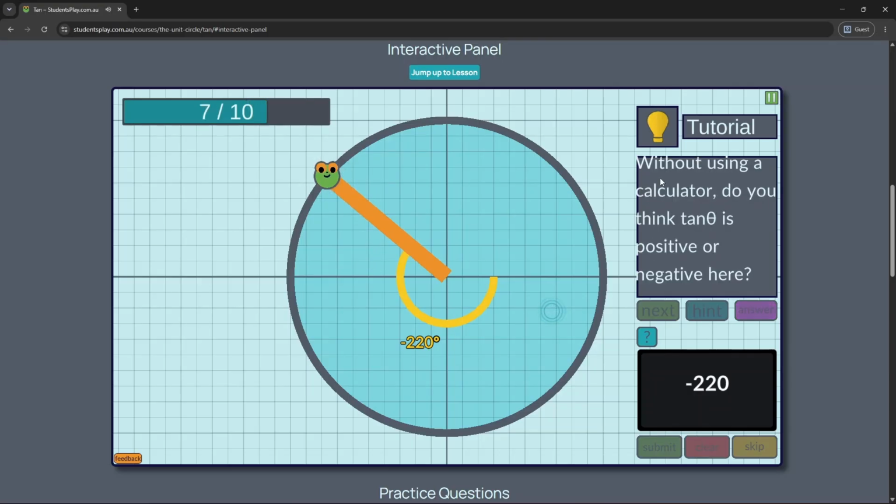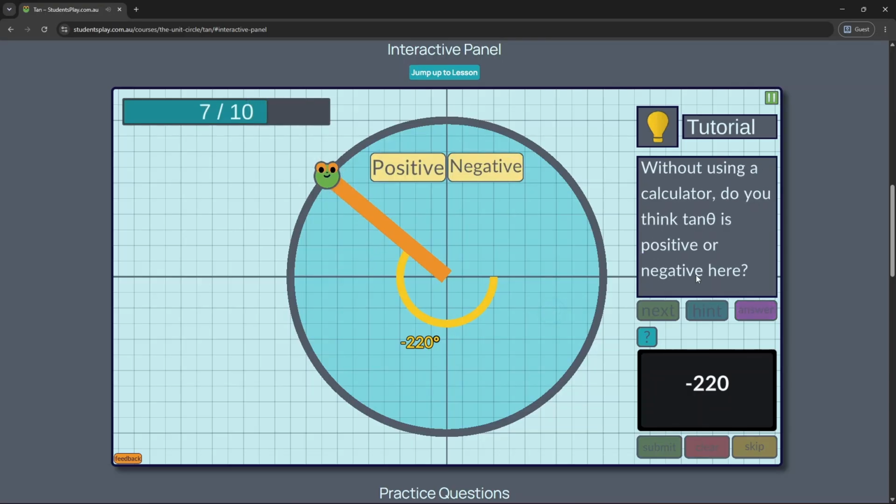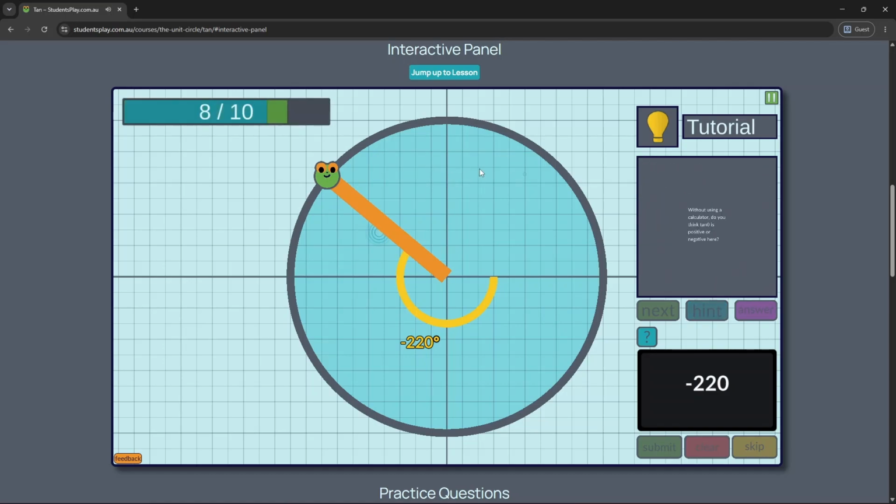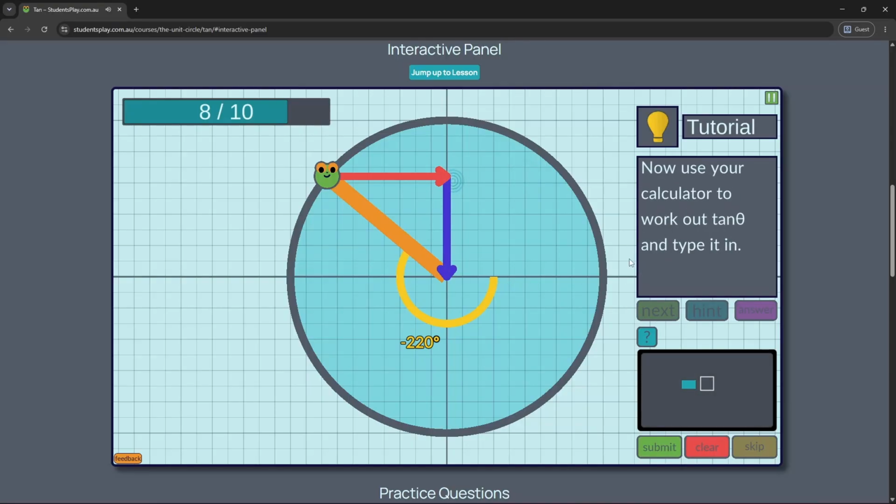Okay, nice. Without using a calculator, do you think it is positive or negative here? Well, going from left to right, we go down. So negative. It's negative because as we run from left to right, we rise negatively. Okay, cool. Now use your calculator to work out tan theta and type it in. Okay, tan negative 220, 0.84, negative 0.84. Nice.